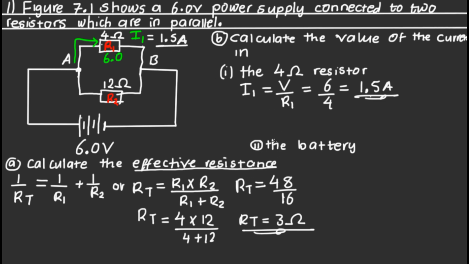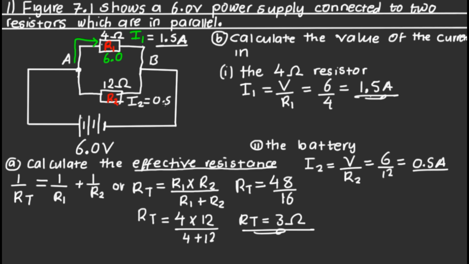Then for the second one, Roman number 2, we want to find the current in the battery. So the current in the battery is same as the total current. So now how do we find the total current? So we are going to find current 2. So current 2 is equal to voltage divided by resistor 2. So what is voltage? On this resistor it is still 6 over resistor 2 is 12 ohms. So 6 divided by 12 will give us 0.5 amps. So this is the current now in resistor 2.